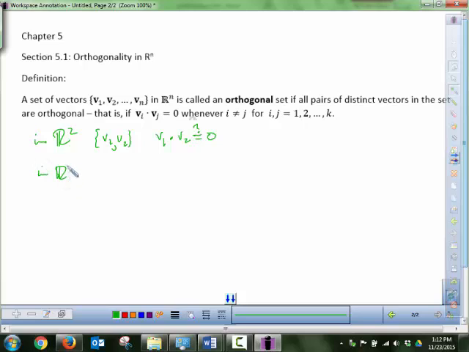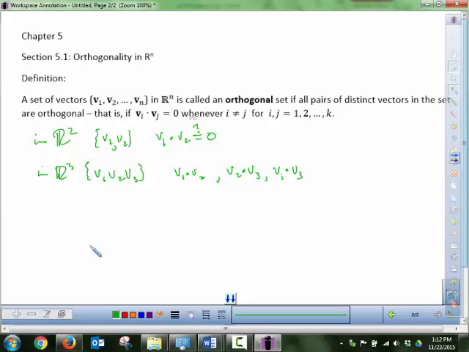So in R3, what if I have V1, V2, V3? How many dot products do I have to check? 2? Are you just guessing? 3? Let's see. V1 dot V2. We need to check V2 dot V3 and then V1 dot V3. You said 3 and 2. So there's 3 checks, right?